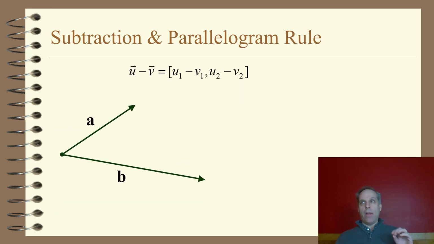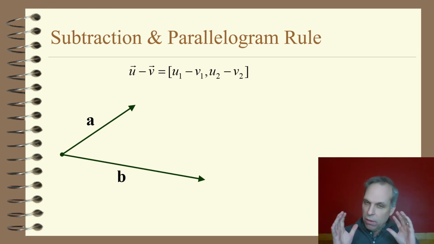Now that we have addition and we have scalar multiplication, we can put them together to get vector subtraction. Because with vector subtraction, just like with real numbers, there is no such thing as subtraction. There's only addition of opposites. So if you want to subtract two vectors, basically all it says is just subtract the components. But you need a picture way to view it also.